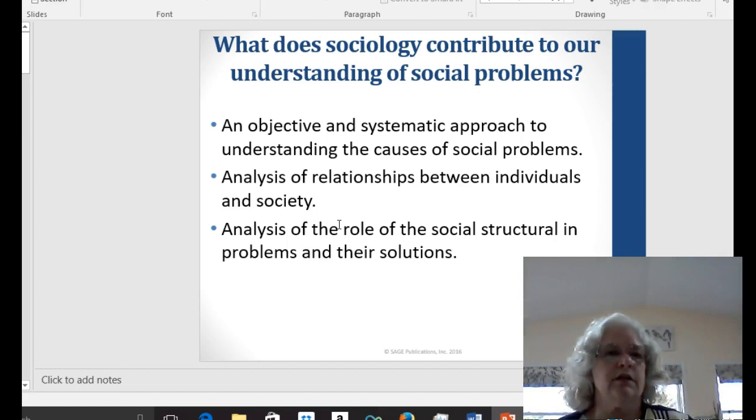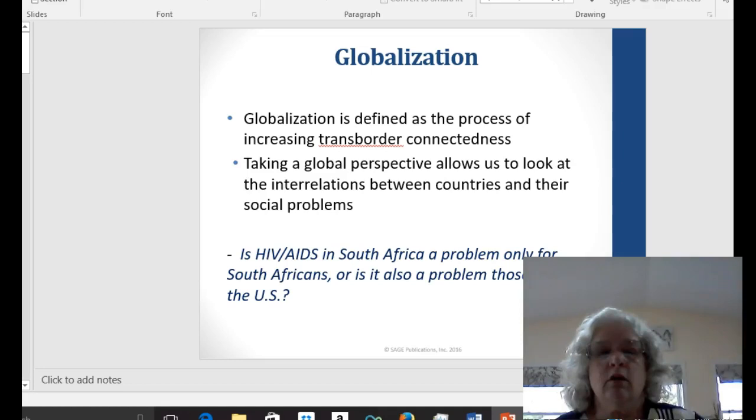It's different than psychology that looks at the individual, but we look at the formation of society and we look at the objective and systematic approach to understanding the causes in this course of social problems. We analyze the relationship between individuals and society and their role and structure in solving the problem. Now, social problems are global, and this course in previous Gen Eds was considered a global course because we look at the issues across multiple countries.